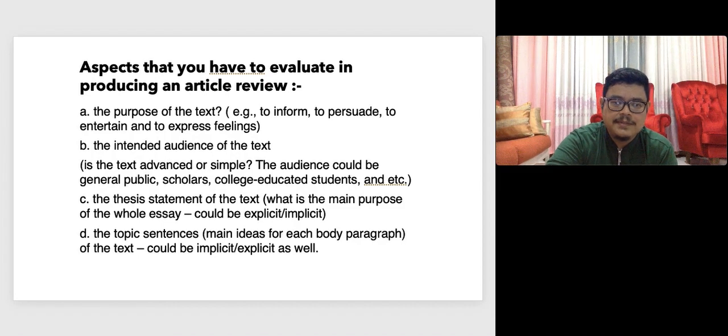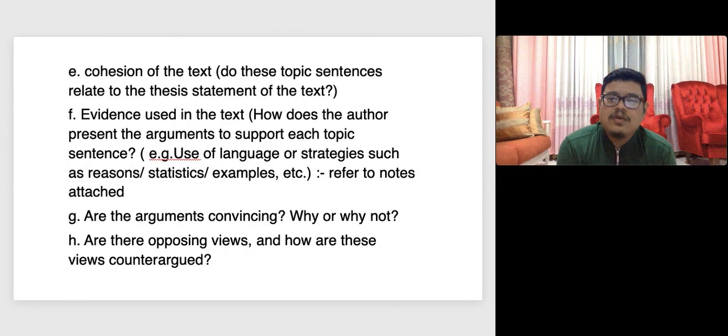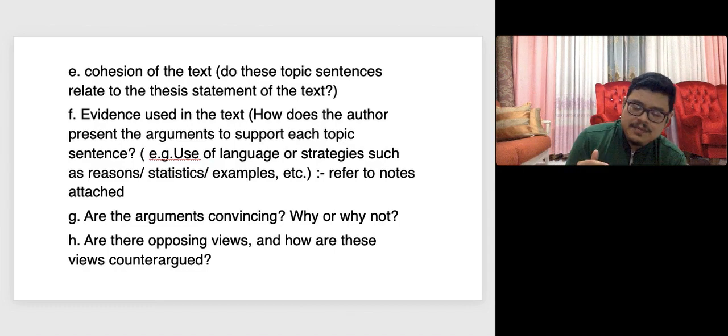Okay, it's quite simple. Next part, cohesion of the text, right? Cohesion of the text requires you to evaluate whether the text flows smoothly or not, whether the text has a nice flow to it or not. You have to look at the use of conjunctions, kata penghubung, whether from the introduction to the first main idea, to the second main idea, to the third main idea, to the conclusion, it is related to each other or not. So that is what makes a good essay, right? The cohesiveness of the essay.